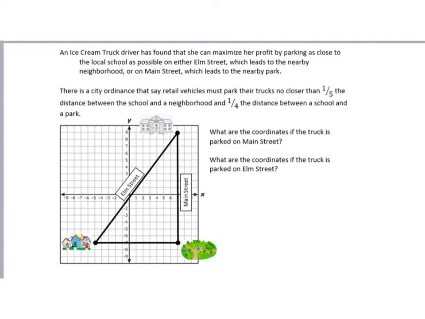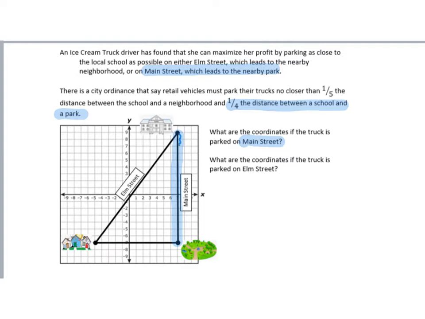All right, so my first question talks about Main Street. That is going to be this street right here, okay? When we're parked on Main Street, I know that Main Street leads to the park, and we can't be more than 1/4 the distance between a school and a park, and we want to be as close to the school as possible. So 1/4 from the school to the park. Well, let's see, how far is it from the school to the park? Since it's vertical, we can just count.